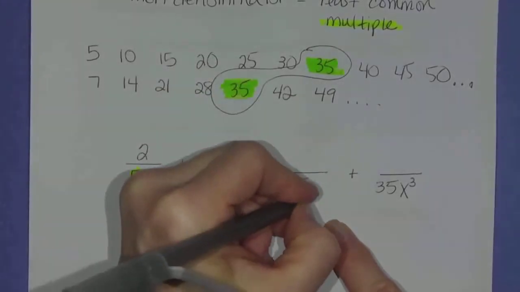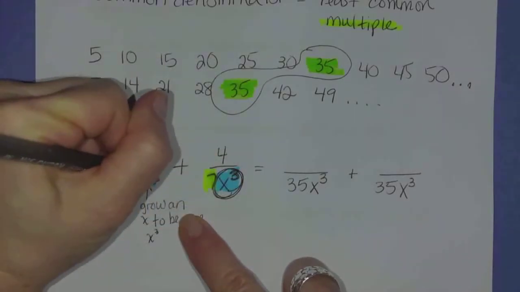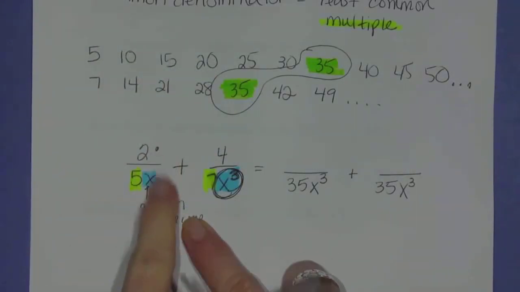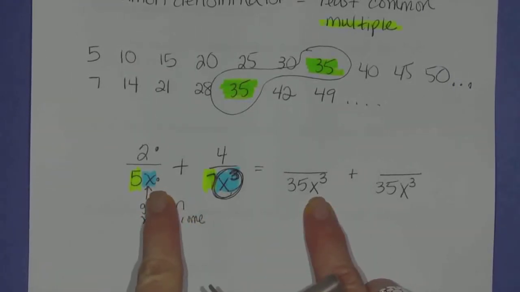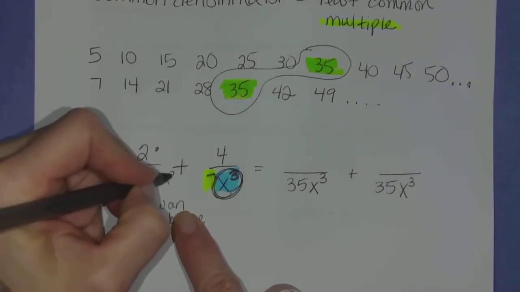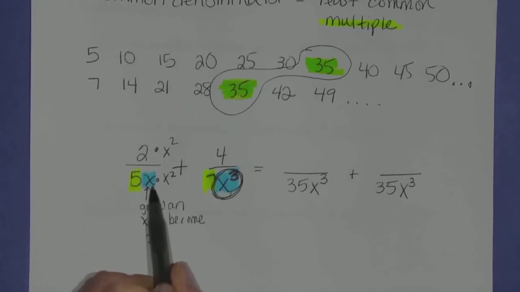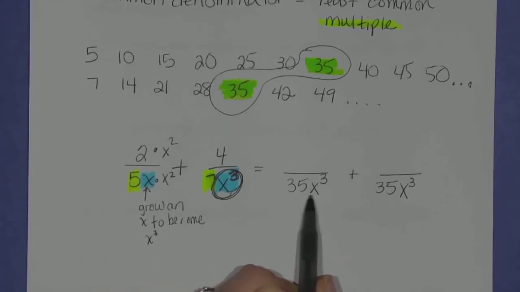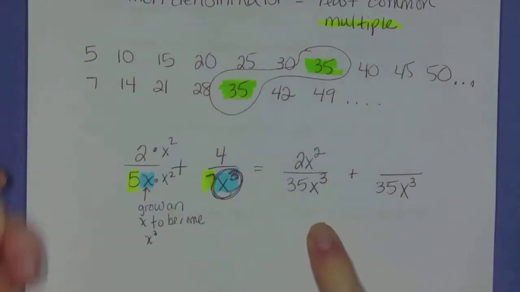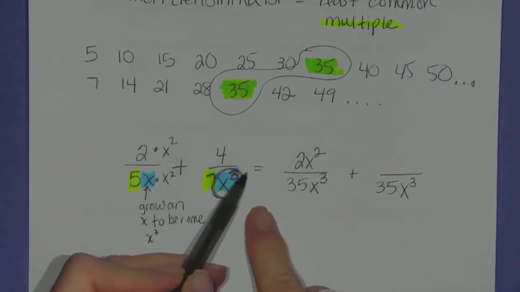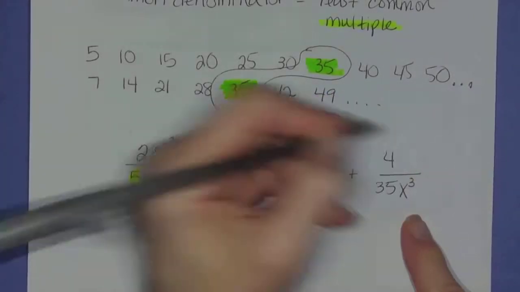What we'll do then is, since they have to match, what we'll do is we'll multiply. Can you think of what we would multiply bottom and top by to grow an x to become an x to the third? You already have 1 x. You need 2 more. So if you multiply the bottom, 5x times x squared is 35x to the third. 2 times x squared is just 2x squared. This fraction here, we already had x cubed, so we need not multiply by anything. We can just bring the 4 along.